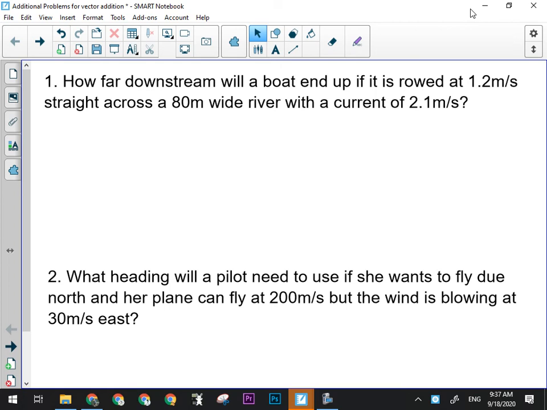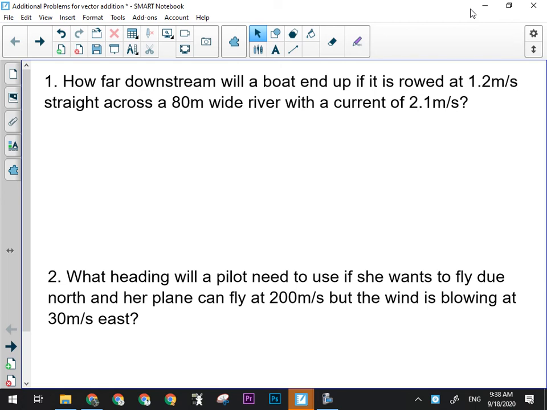Now, what if there's a dock on the other side of that river? I need to get straight across the river. What do I do? I have to figure out about how far I'm going to get pushed, and I've got to aim slightly upstream, or maybe in a fast river a lot upstream, so that I'm rowing into the current a bit, so the current will push me back to straight across. We have to correct for that.